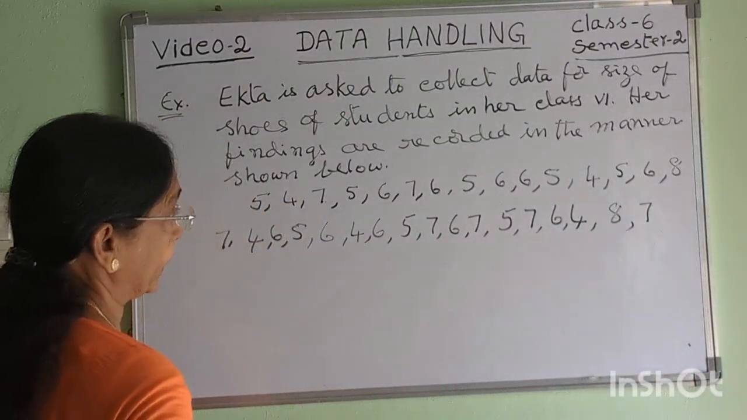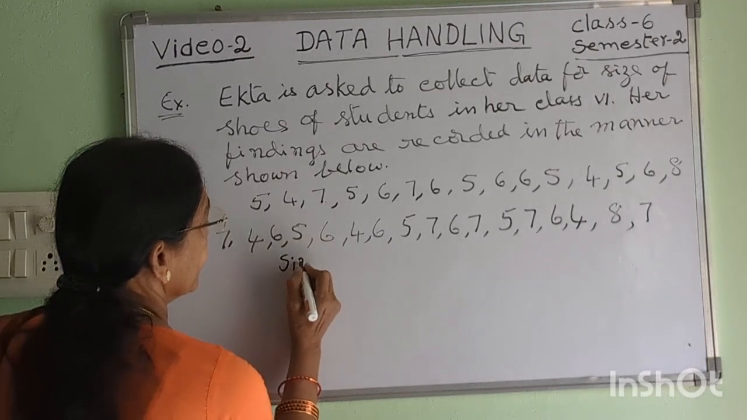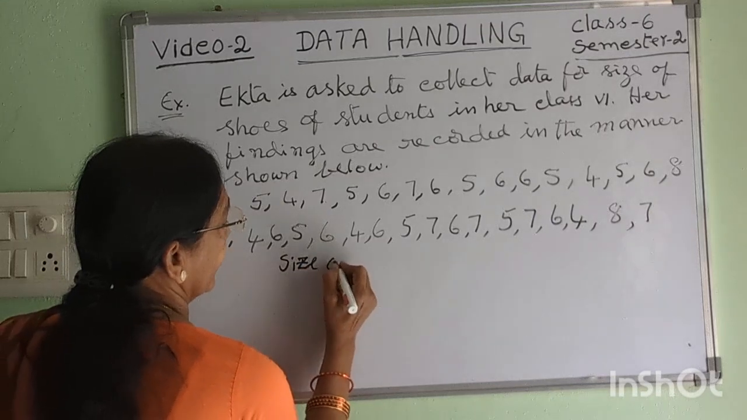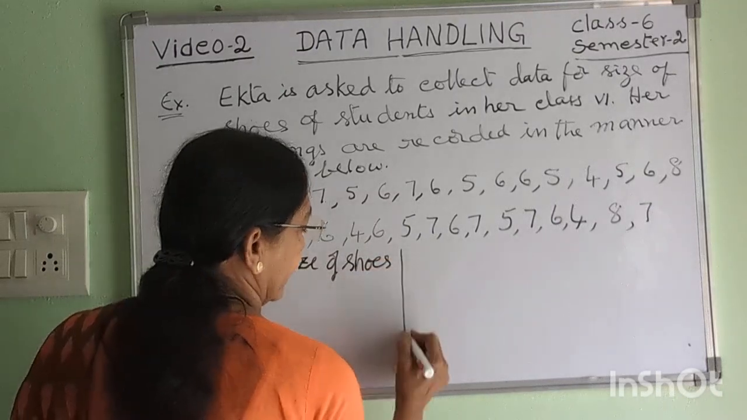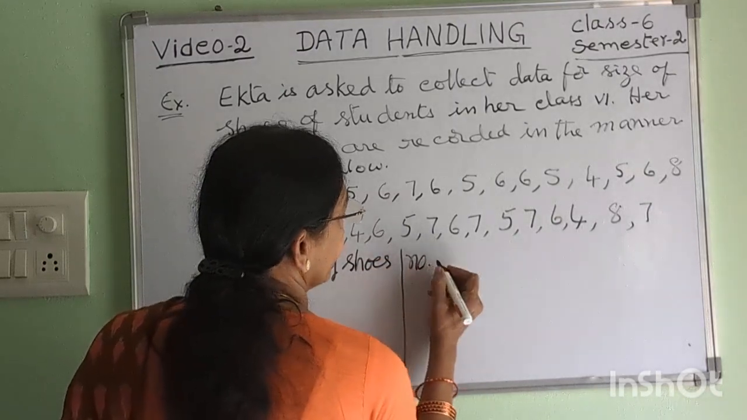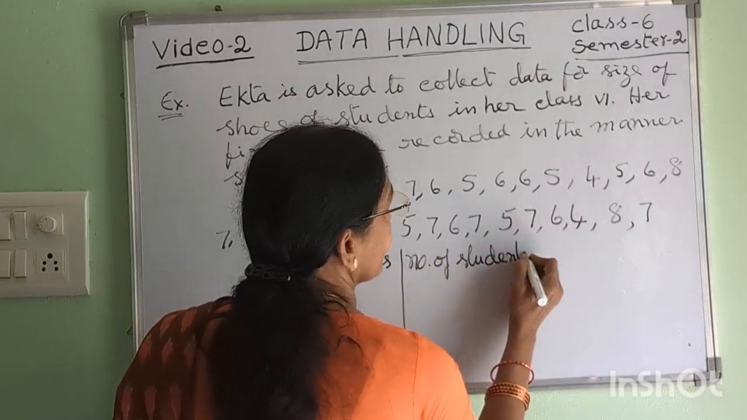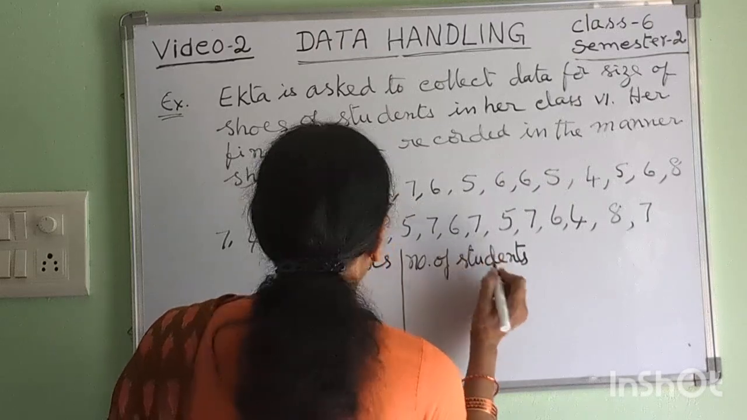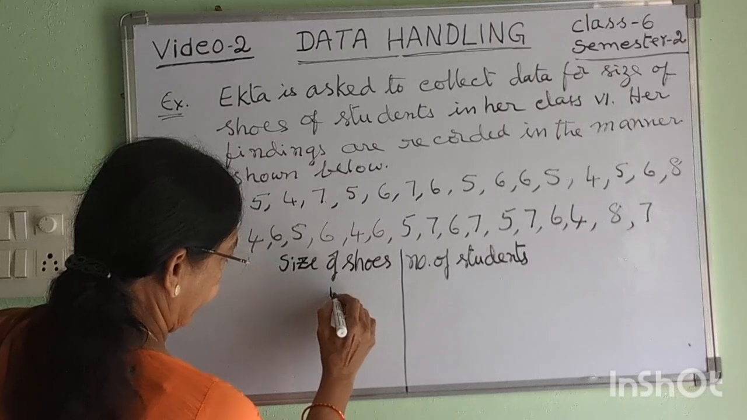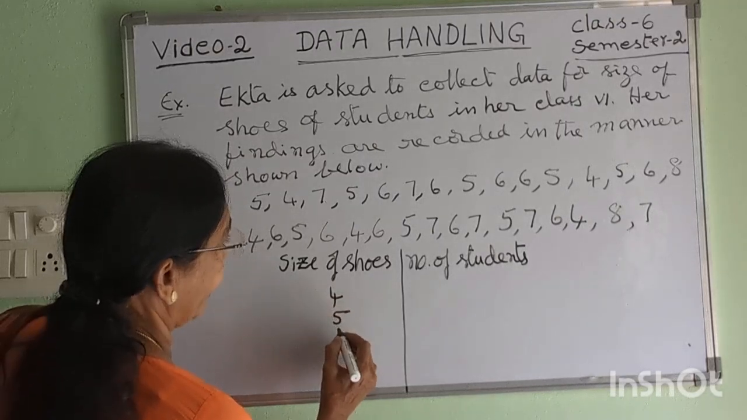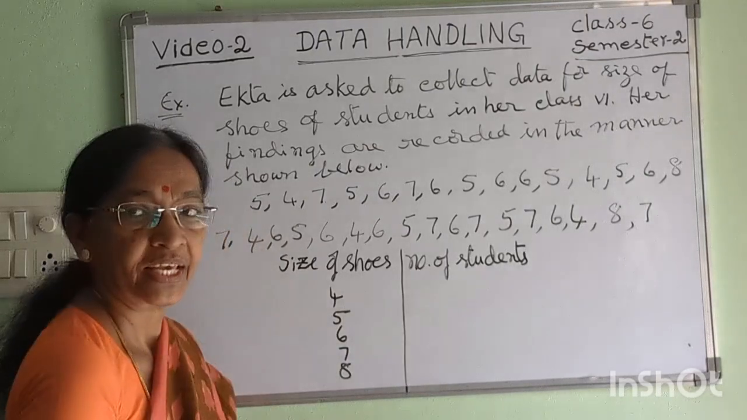We will draw a table here. Size of the shoes, number of students who wore that size. The size starts from 4, therefore size 4, size 5, 6, 7, 8, last size is 8.